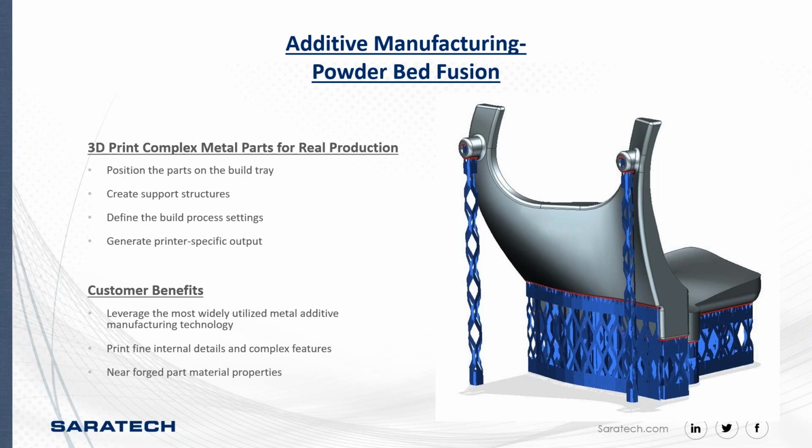Customer benefits: you can leverage the most widely utilized metal additive manufacturing technologies. You can print fine internal details and complex features, and you can print near forged part material properties. So to break that down, if you have a part that is going to create a lot of hassle for you to either get casted or to machine out of raw stock, you can get this part printed, or you can have a printer yourself and print this part.